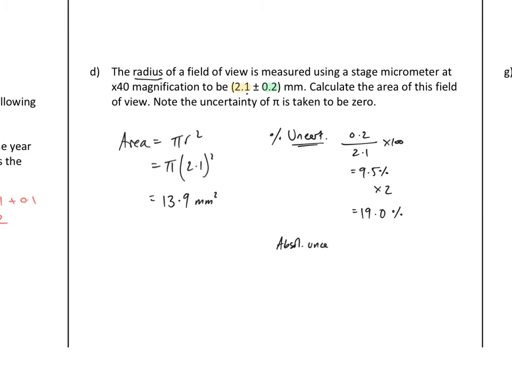Absolute uncertainty equals 19% of my final answer. So 13.9 times by 19%, divide that by 100, times by my original, which comes in at 2.6, equals 2.6389. So my answer equals 13.9 plus or minus 2.6 millimeters squared.